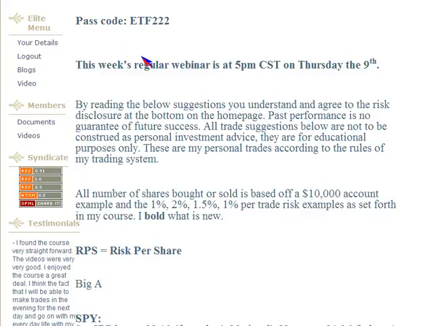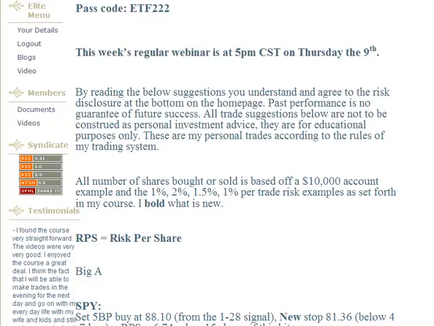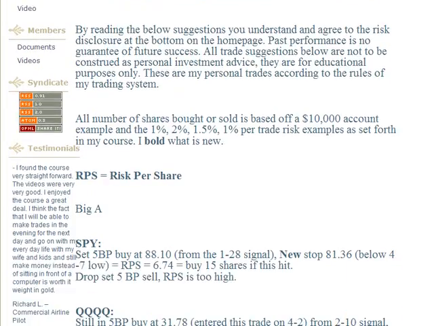What's in here on the blog is that I always use the $10,000 example because it's easier. The higher your account, the better it is for you as far as commissions go. And RPS stands for risk per share. It's very important. That's what sets this system apart from most other ones out there, and that is the money management, the way we use a combination of technical stops and percentage risk stops.